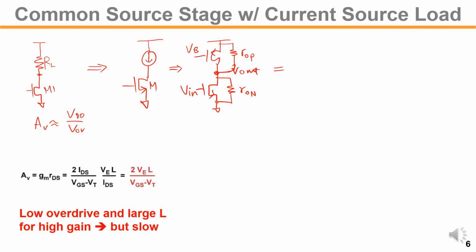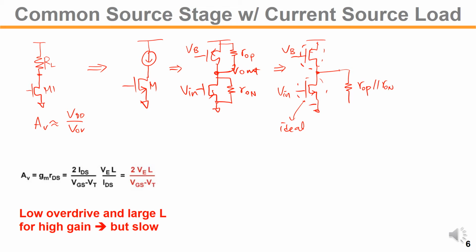So that can be what? If you make this transistor ideal, so this guy and this guy, the ideal, then we can make these non-ideal components ROP and RON outside like this, right?